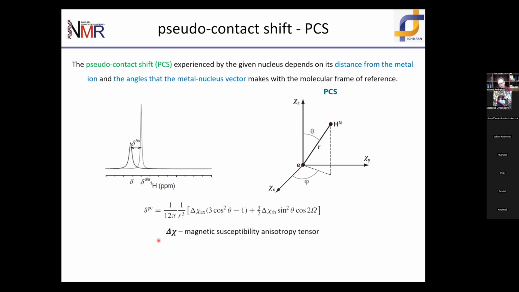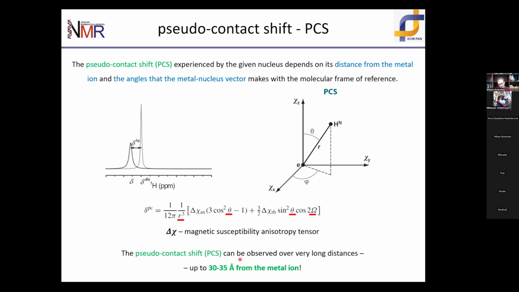The mathematical expression that describes what will be the shift observed at a given position is quite involved, and it depends on the distance from the electron to the atom. It depends on the angles in the principal axis frame of the magnetic susceptibility tensor of this unpaired electron. However, I usually think the most important thing is to stress that they are observable for very long distances. This is what distinguishes them from NOEs. Even though they are more difficult to analyze, they can give you information that NOEs can't.